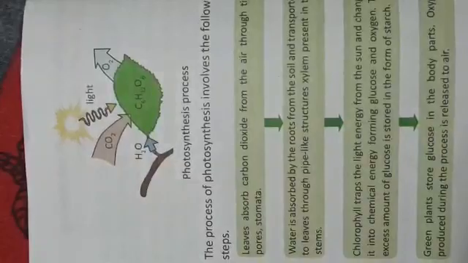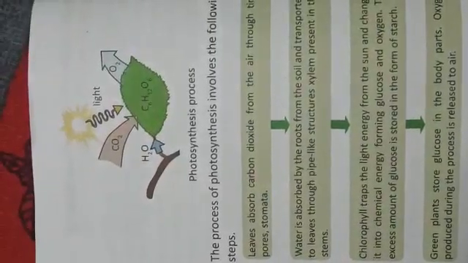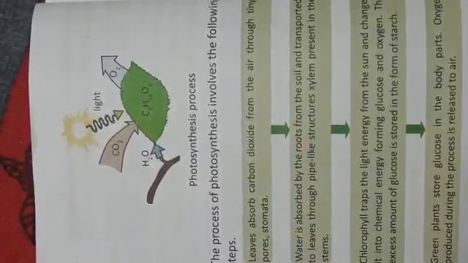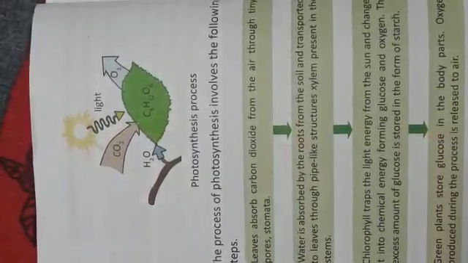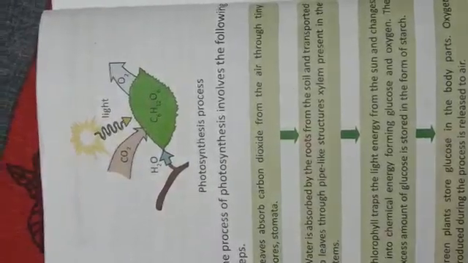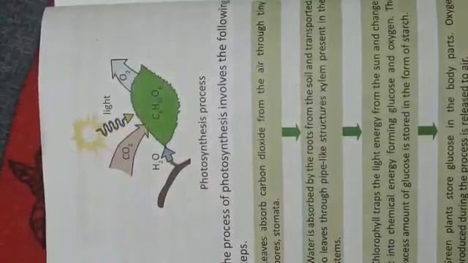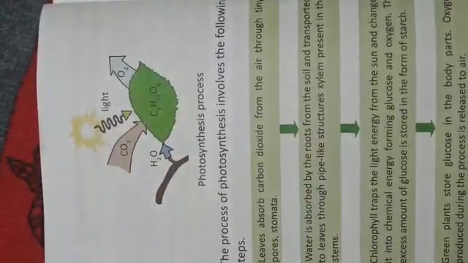Next, chlorophyll traps the sunlight and changes it into chemical energy to form the products, glucose and oxygen. And all these green plants store the glucose in their body parts, and also in these products oxygen is released.